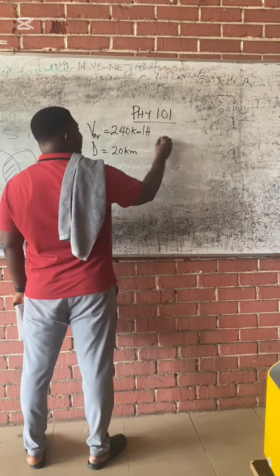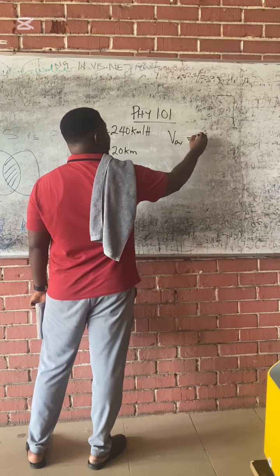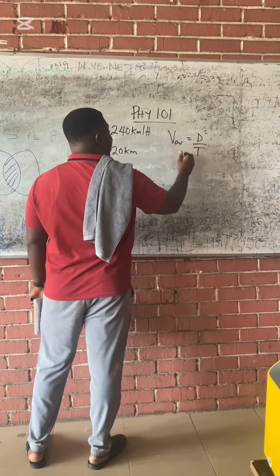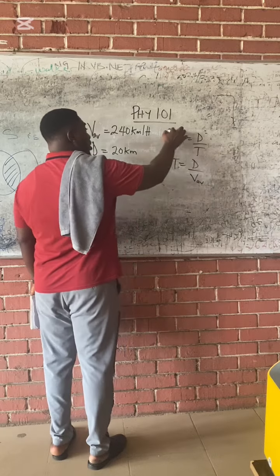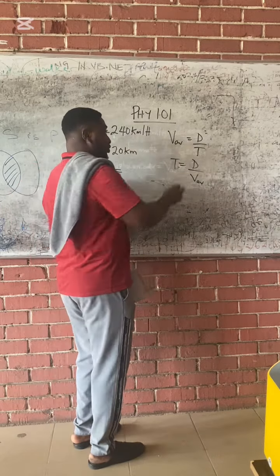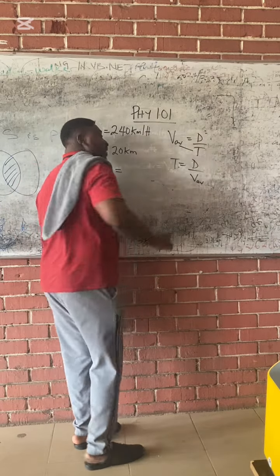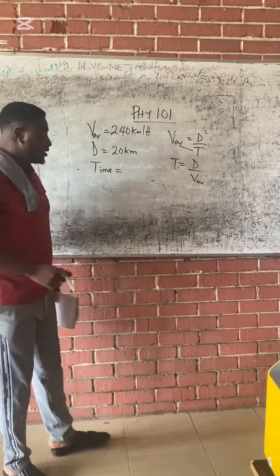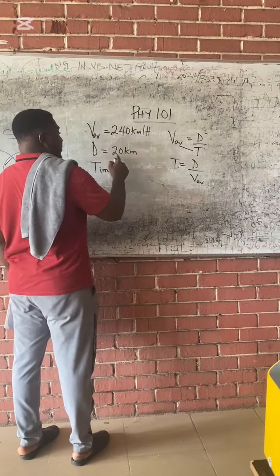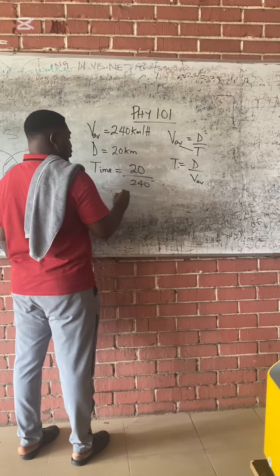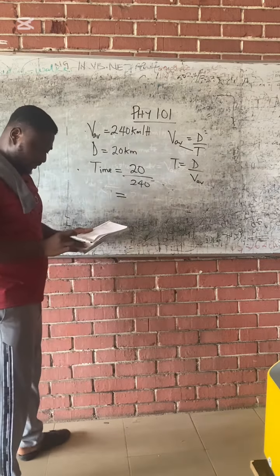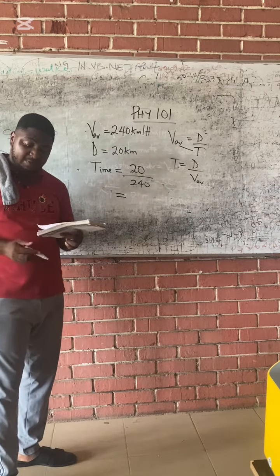Class, average velocity is displacement over time, right? We want to make time the subject of the formula. Time must be displacement over average velocity. Time should come up, velocity should come down. They will just exchange positions. So displacement is 20, average velocity is 240. 20 divided by 240. What's 20 divided by 240?